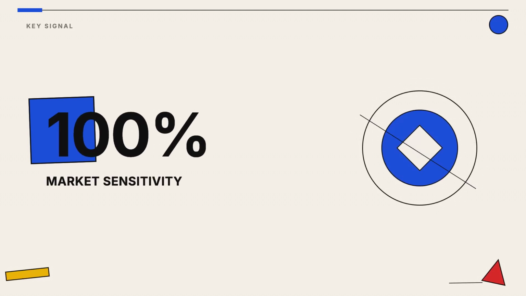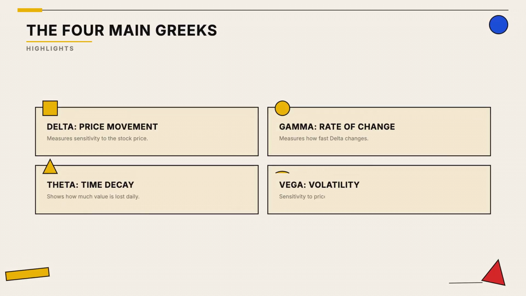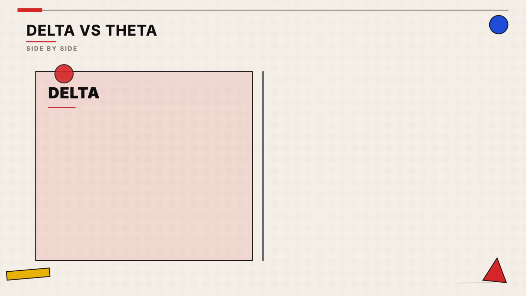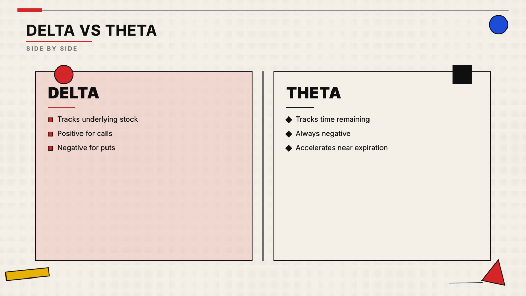Think of them as a dashboard for your trade, showing exactly how changes in price, time, or volatility impact your potential profit or loss. Delta, gamma, theta, and Vega are the most common metrics used to analyze risk in an options portfolio. Delta monitors the stock price, while theta represents the silent cost of time working against an option holder.